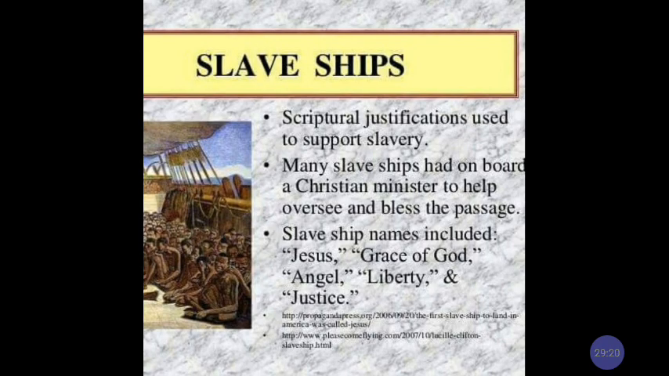Slave ships. Scriptural justification used to support slavery. Scriptural justifications, right? That doesn't mean that the scripture justifies that, but they used the scripture. They twisted the scripture. They hoodwinked and bamboozled. And my comparison is to the curse of Ham. The curse of Ham, where's that? Genesis chapter 9. You go there, it says, cursed be Canaan. Now, even though Canaan has a relationship to Ham, they didn't say the curse of Canaan.